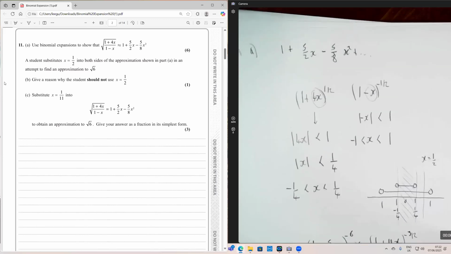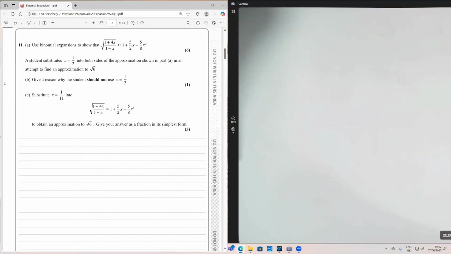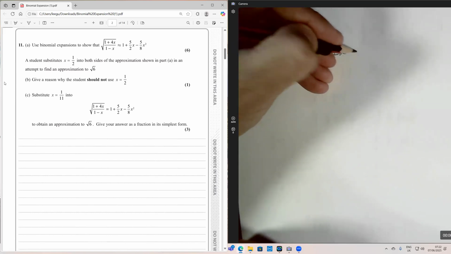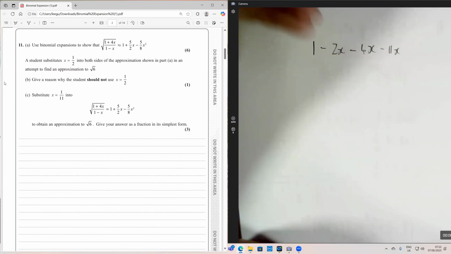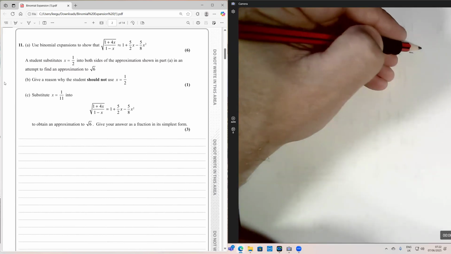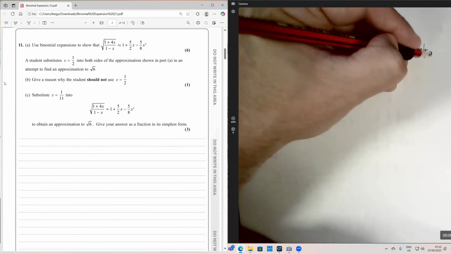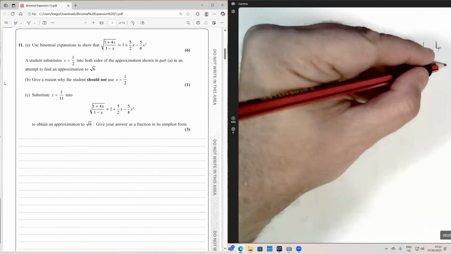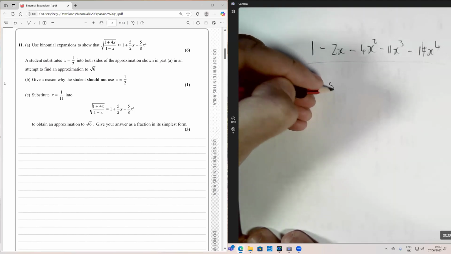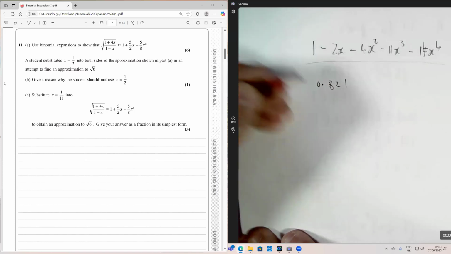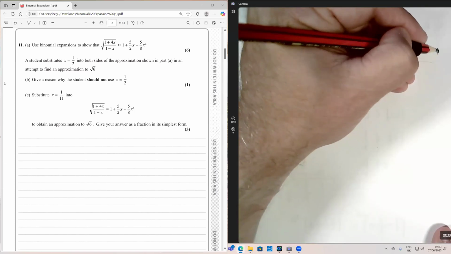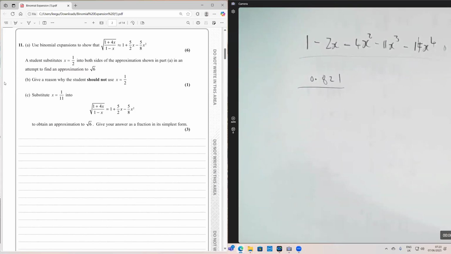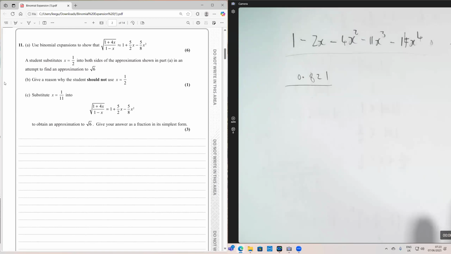And then another thing that I've noticed the exam board asking recently, which I think often throws people, is this. I'm just making up a fictitious expansion here, but let's say we had 1 minus 2x minus 4x squared minus 11x cubed minus 14x to the 4th. Now, we basically evaluate this expansion and we get some number. Let's just say we end up with 0.821. Now, the question asks, is the answer that you've got here an overestimate or an underestimate? And that question I find really confuses people, but I've seen them ask that recently.